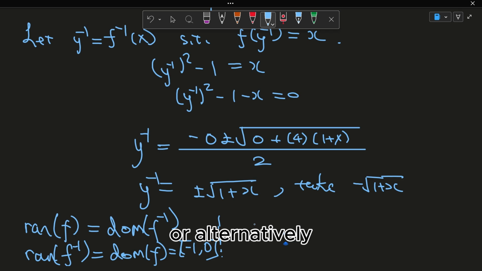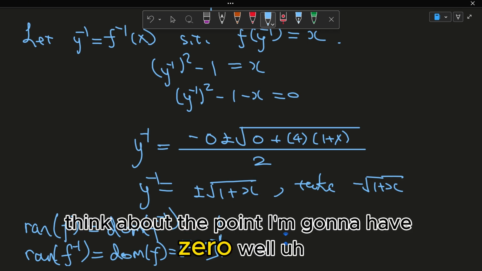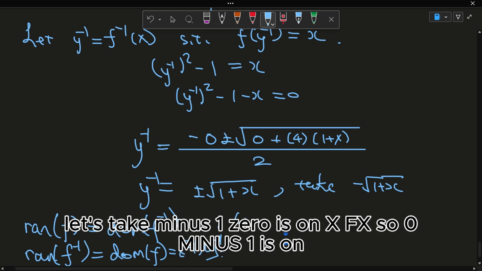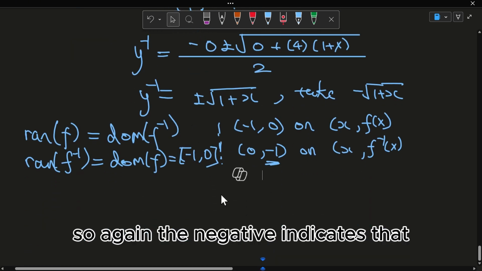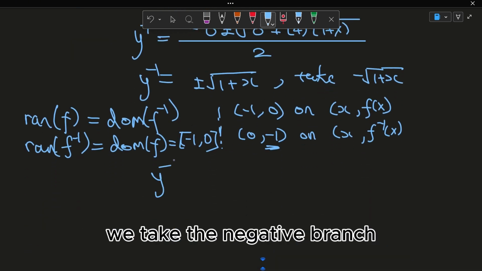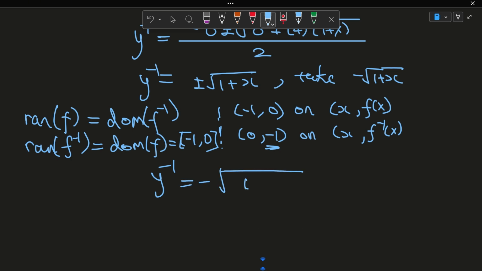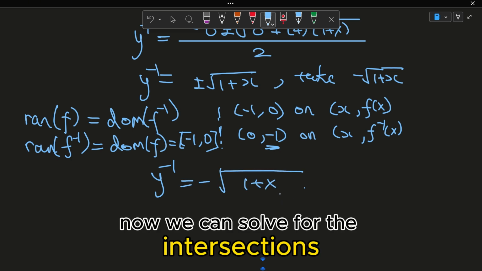Or alternatively, think about a point on f. Let's take (-1, 0), which is on (x, f(x)). So (0, -1) is on (x, f inverse(x)). So again, the negative indicates that we take the negative branch. Now we can solve for the intersections.